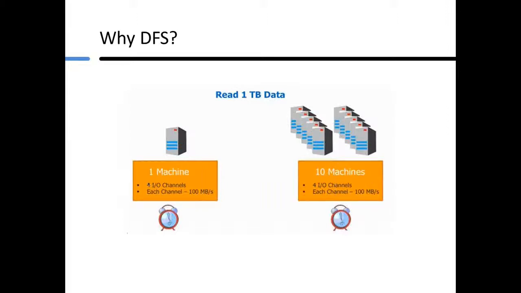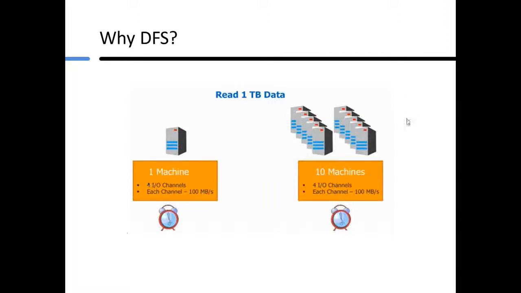Before I go into Hadoop, I'll spend a few minutes explaining what a distributed file system is, because Hadoop is a framework which gives you two important features. One is to store data in a distributed manner, and another is to process the data in a distributed manner. The underlying system that Hadoop uses to store the data is a distributed file system. So let us understand why it uses a distributed file system.